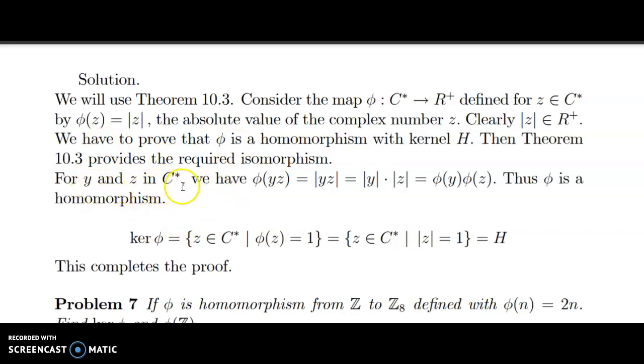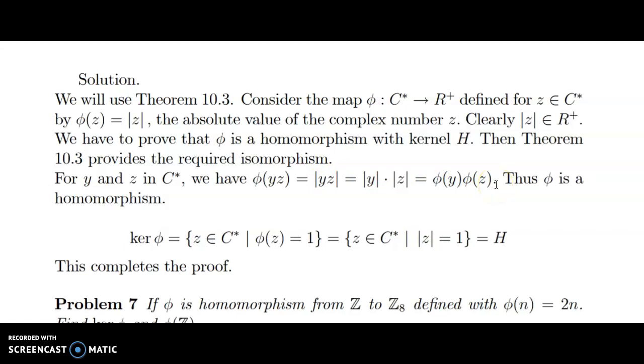If y and z are two numbers from C star, we have phi of yz is equal to this. The absolute value of a product is the product of absolute values, and we have phi of y times phi of z. This shows that phi is a group homomorphism. The kernel consists of all z from C star whose image is 1, and this is obviously the unit circle. So this completes the proof. We just invoke the theorem and it produces the desired isomorphism.